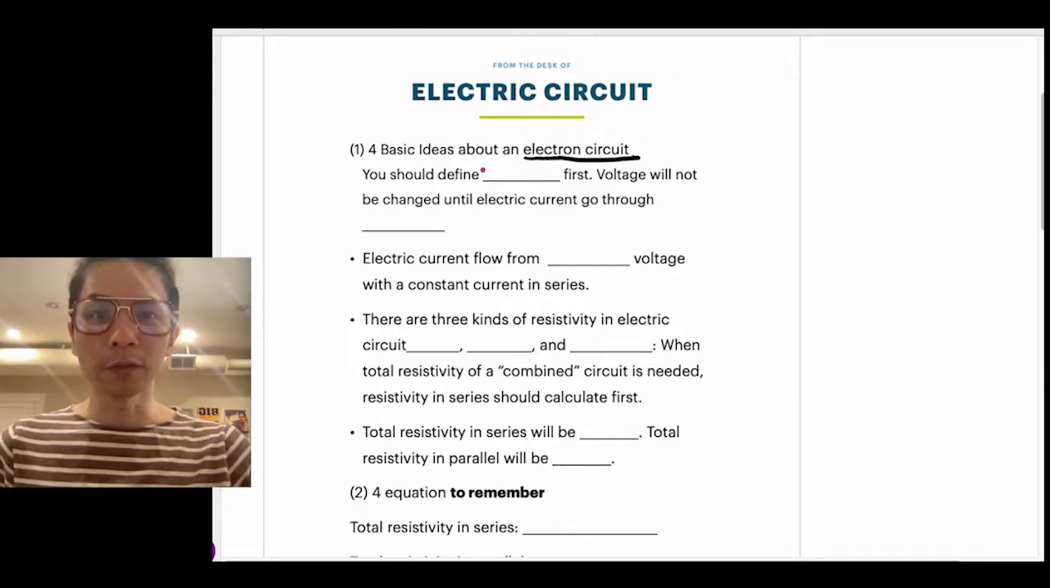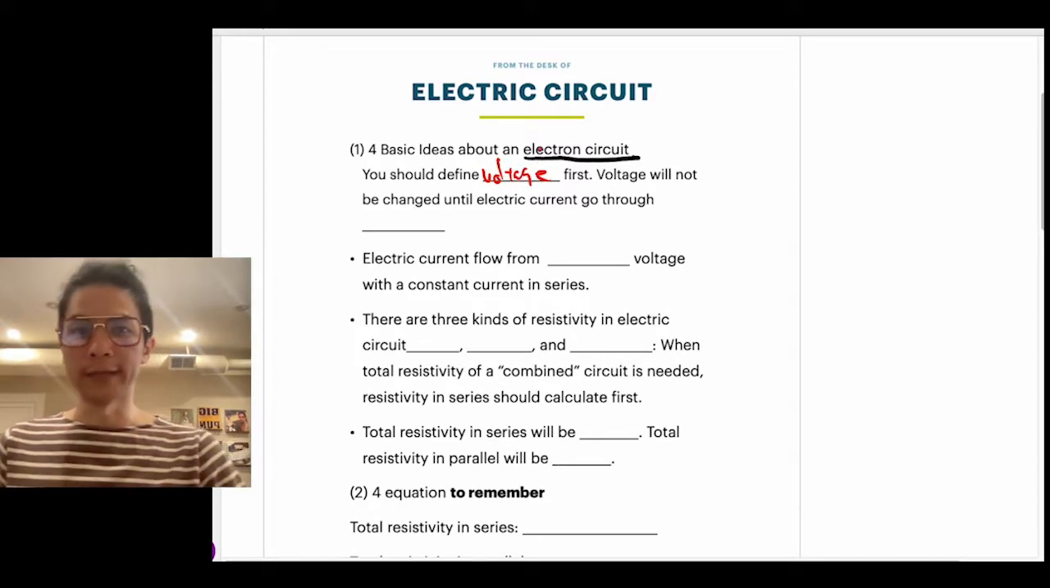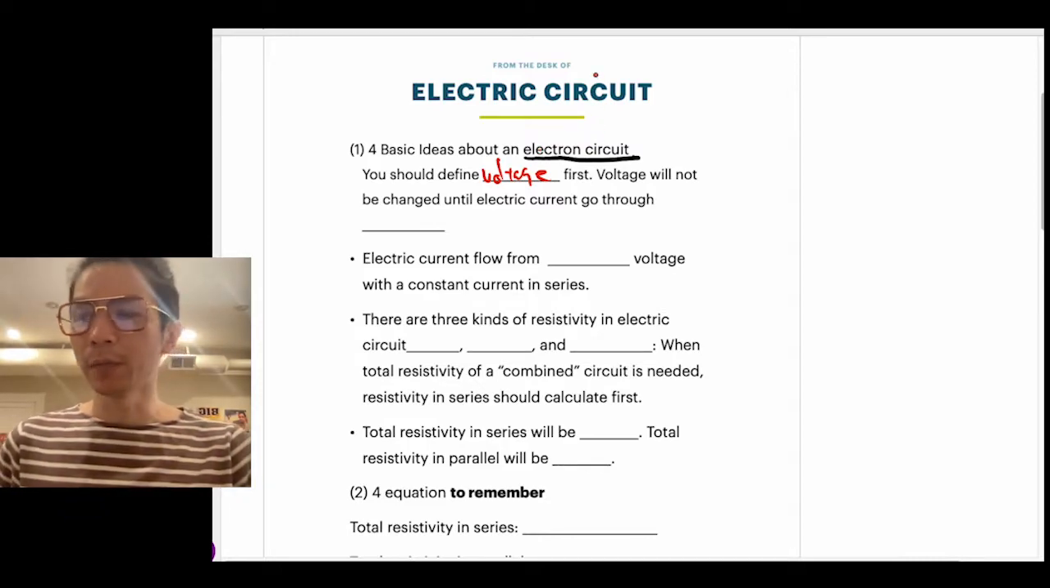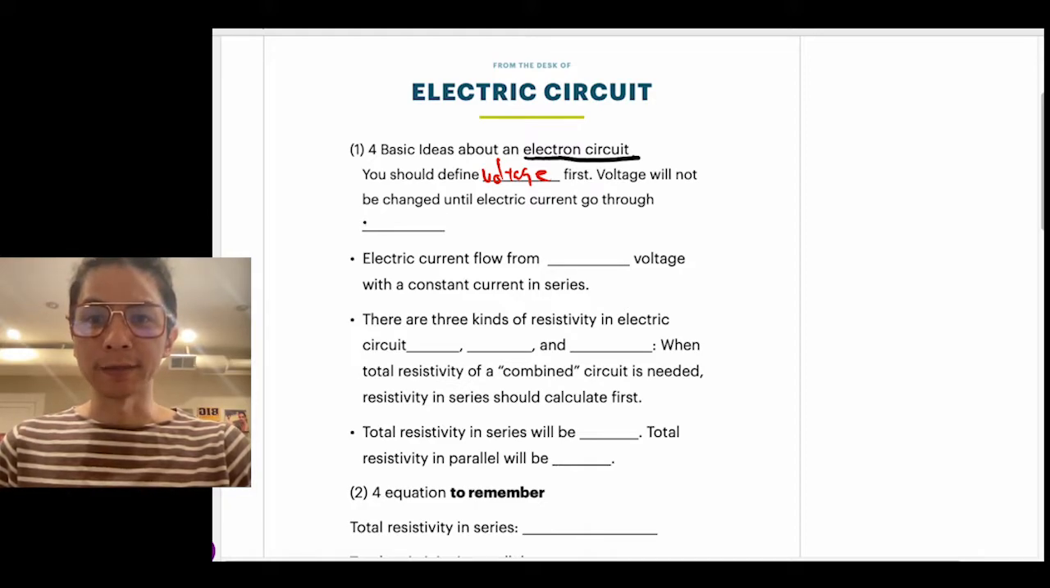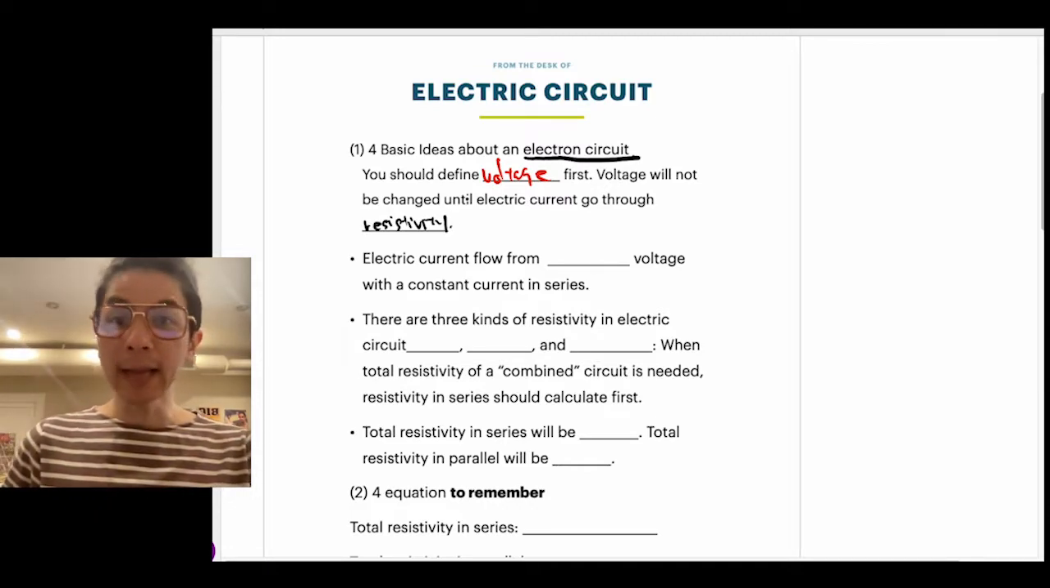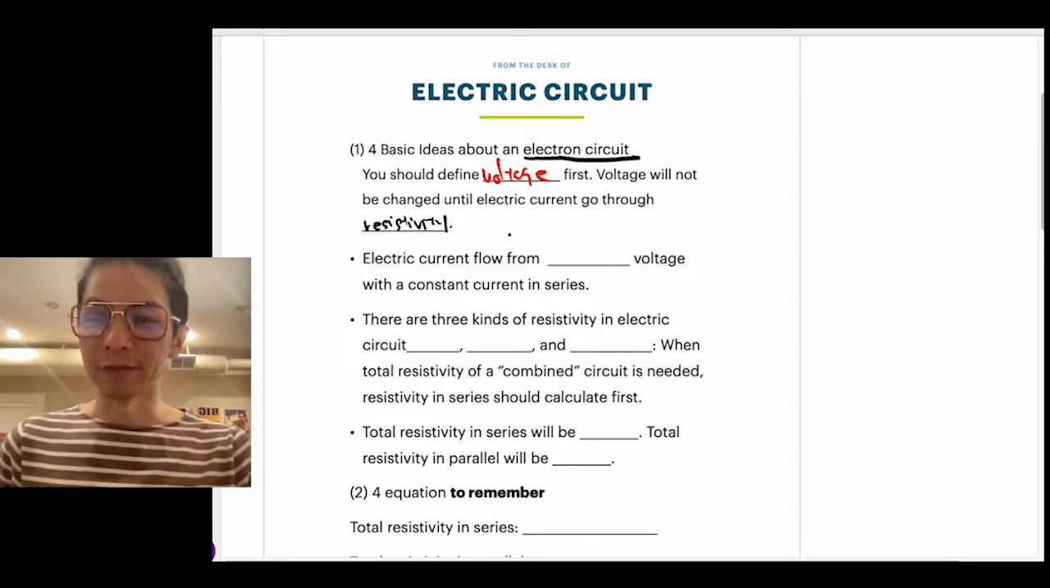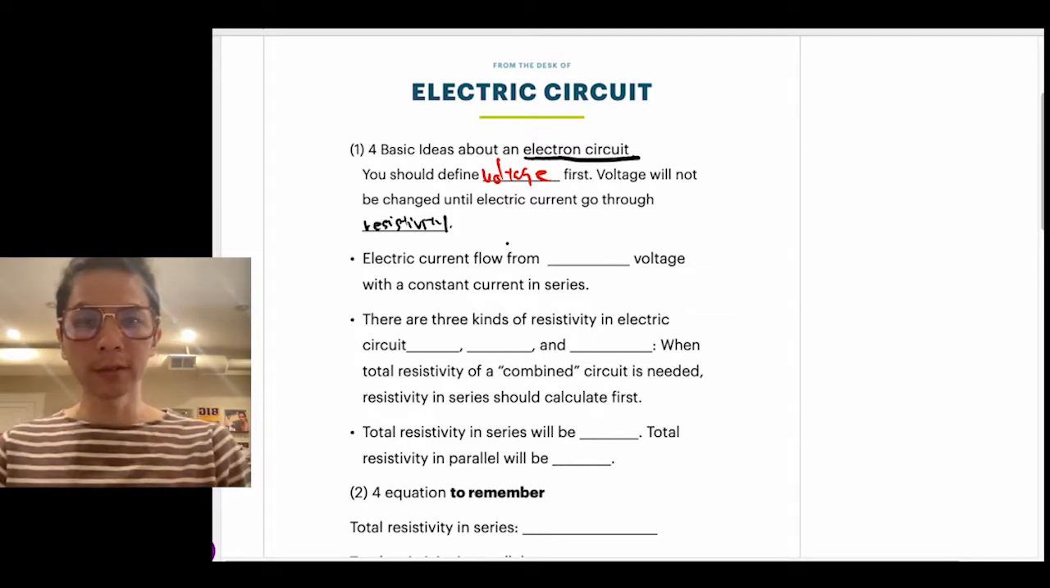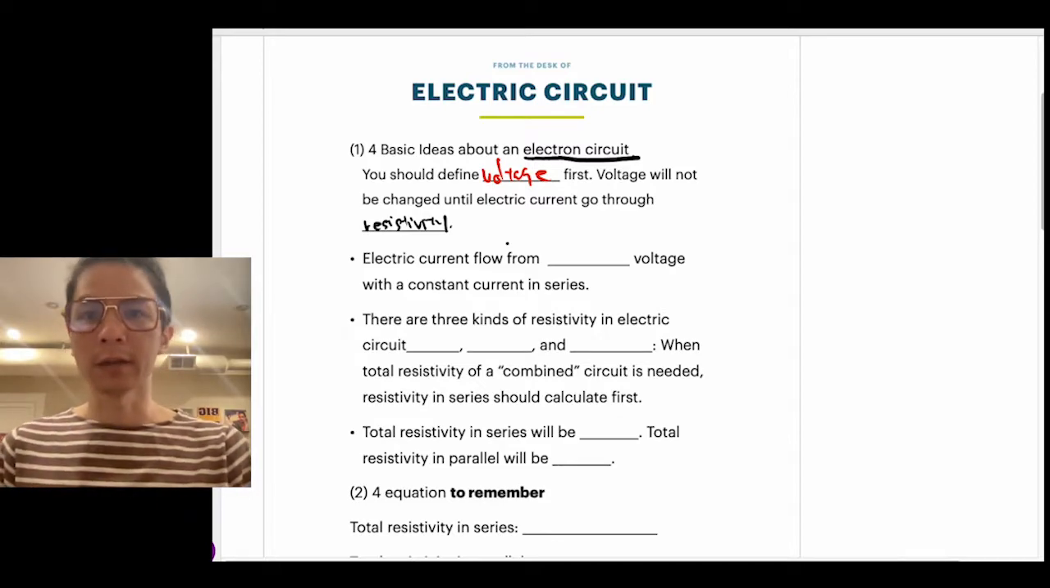For electric circuits, everything starts from the voltage. You have to define all the voltage first. And the important thing is that the value of voltage will not be changed until the electric current goes through the resistivity. So everything starts with voltage, but nothing happens without the resistivity. So this is the idea. First, define the voltage, then find the resistivity.